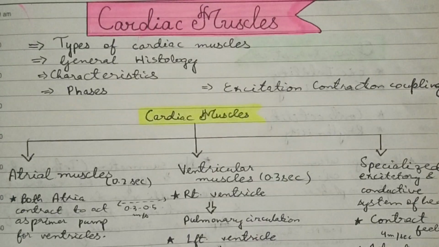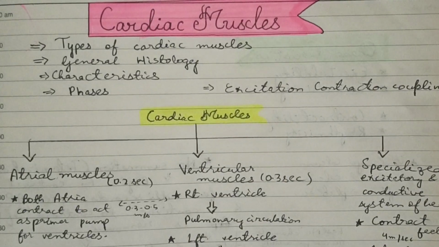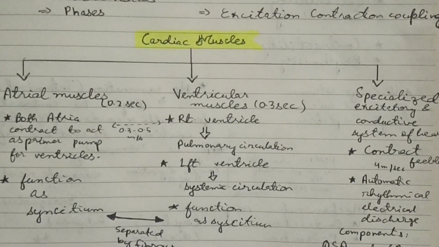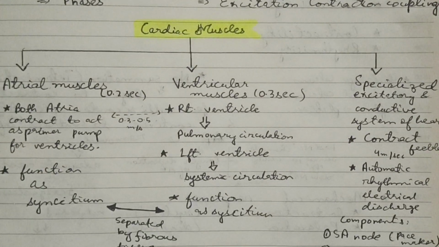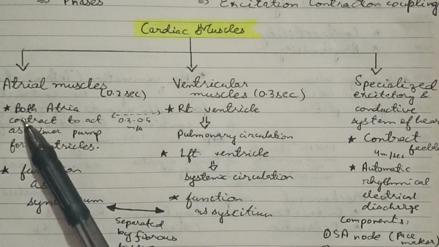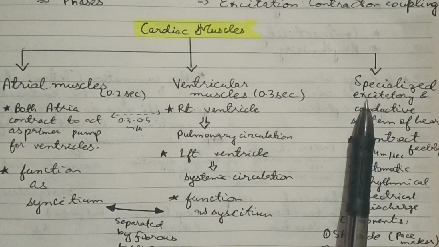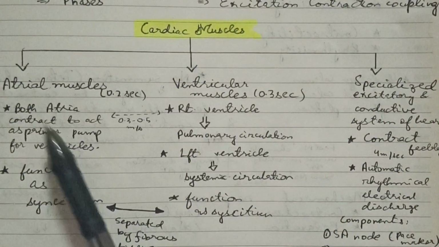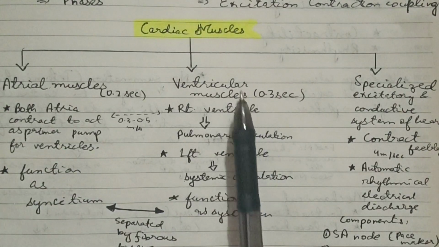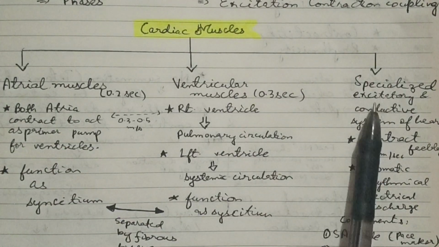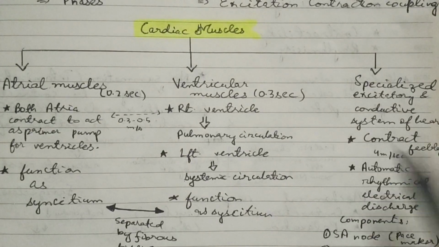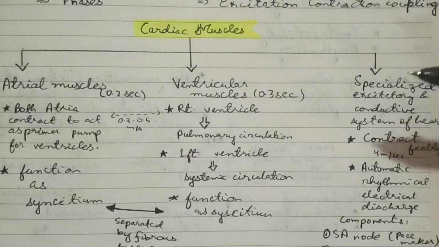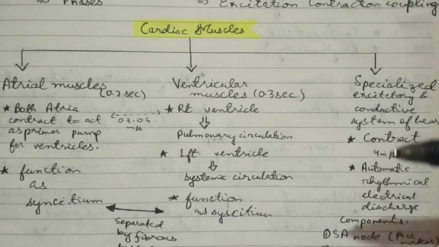Okay, so let's start with the introduction of cardiac muscles. Cardiac muscles are the basic contractile machinery of our heart and they are self excitatory. So there are three types of cardiac muscles: atrial muscles, ventricular muscles, and the specialized excitatory and conductive system of the heart. Atrial muscles will make the atria, ventricular muscles will make the ventricles, and the specialized excitatory and conductive system of the heart, whose main function is not contraction or the pumping of blood, rather it is maintaining a continuous and rhythmical electrical discharge.